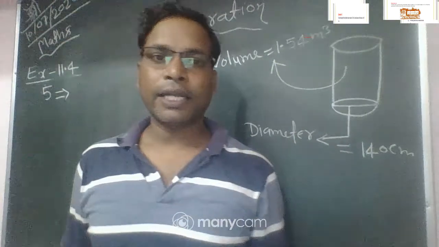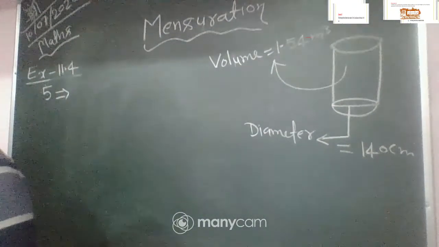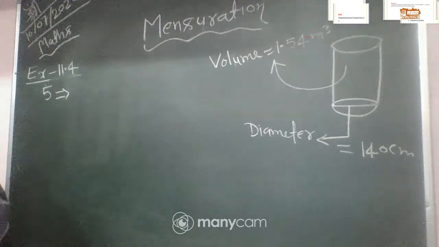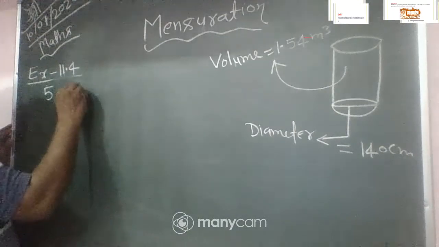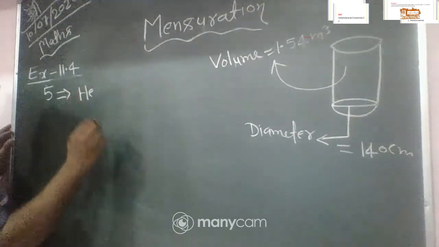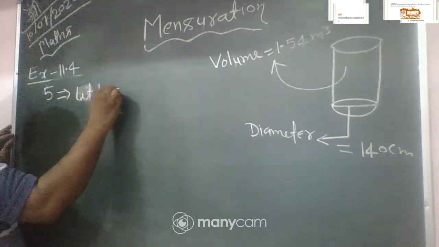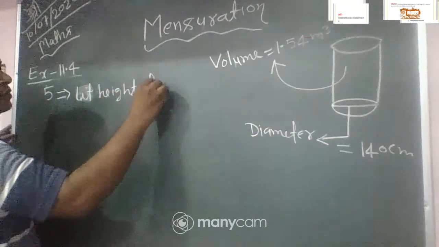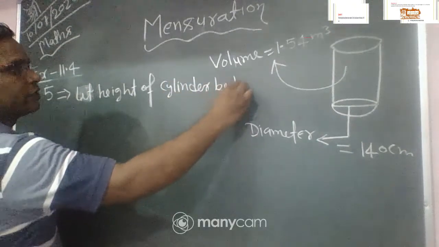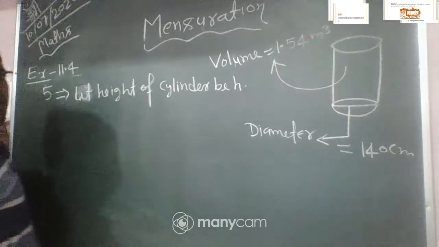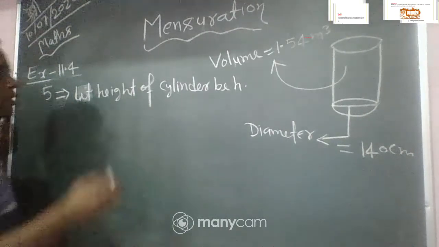Okay, so let height of cylinder be h. This is clear. Let height of cylinder be h. Okay, so radius of cylinder, because diameter is given here 140 centimeter, so we find radius of cylinder.